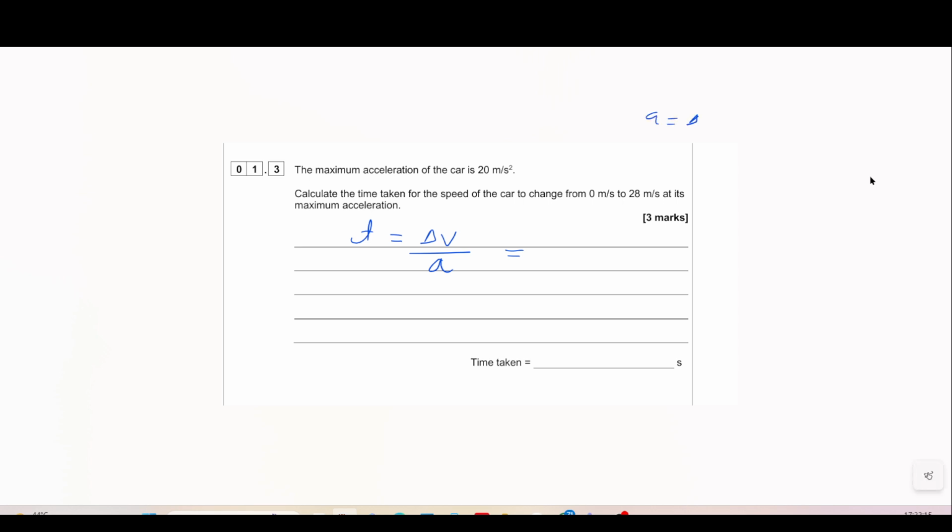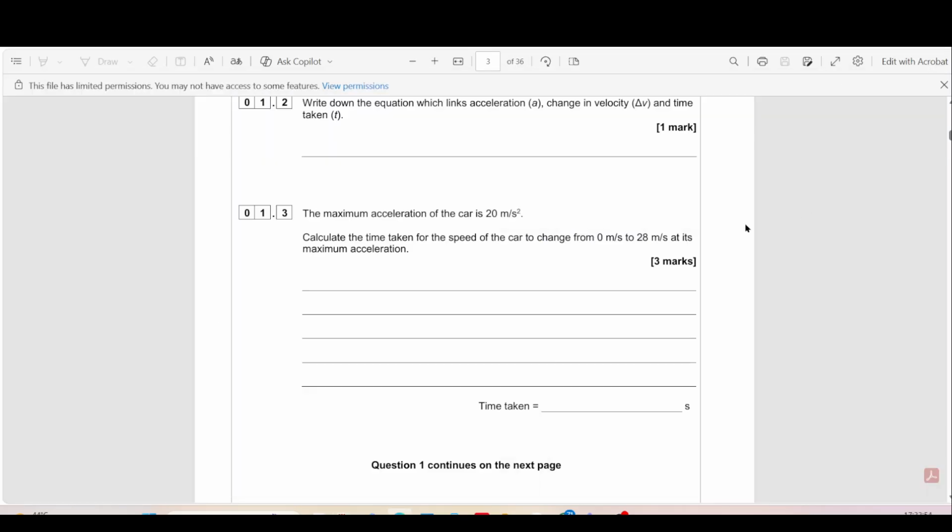Change of velocity is 28 minus 0, 28. Divided by, do I need to root 20? Yeah, 20. They both have the same units, so just write 20. So 28 divided by 20 equals 1.4 seconds. Very good. So the answer is 1.4 seconds. Okay.